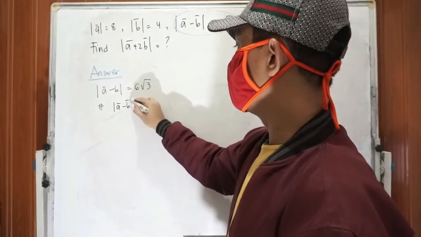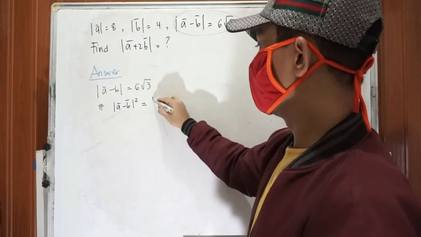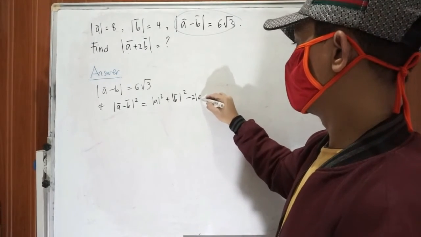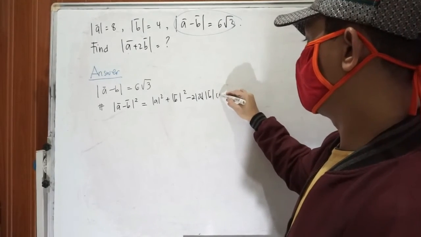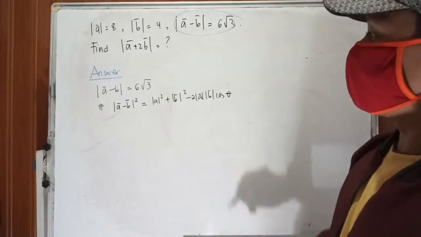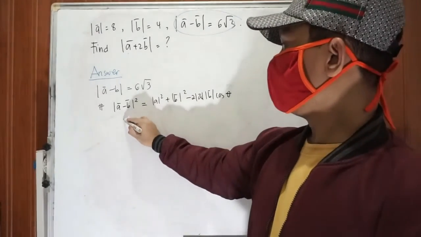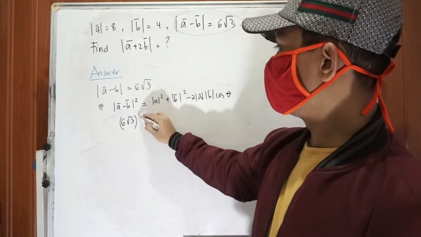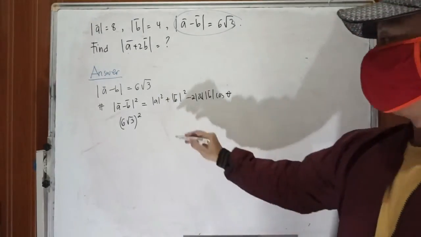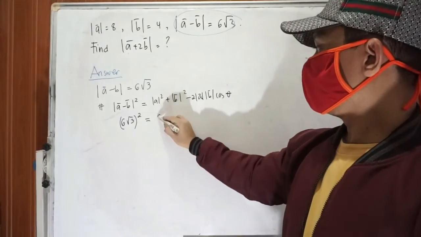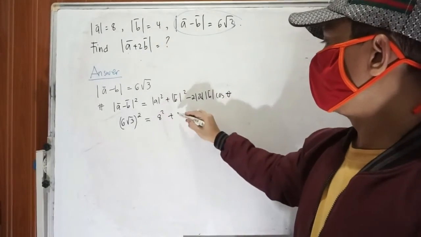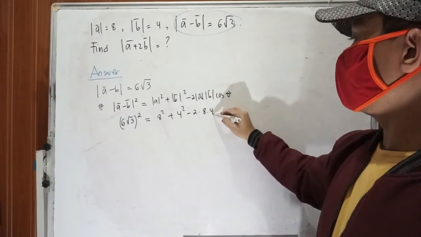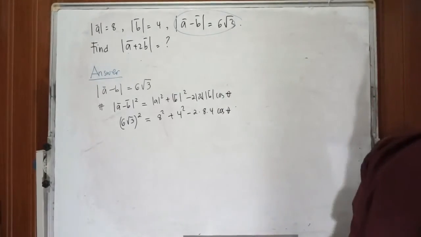A minus B squared equals A squared plus B squared minus 2 magnitude A magnitude B cosine theta, right? So 6 root of 3 squared equals 8 squared plus 4 squared minus 2 times 8 times 4 cosine theta, right?